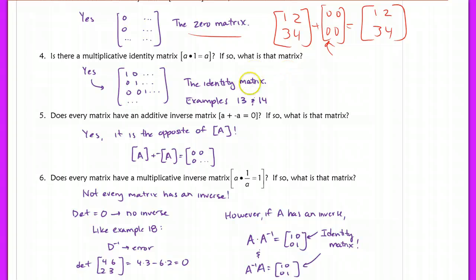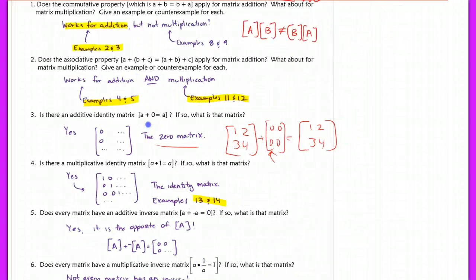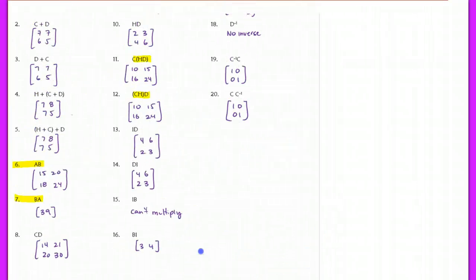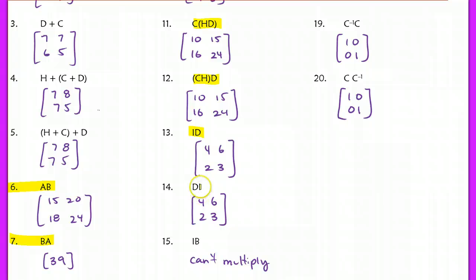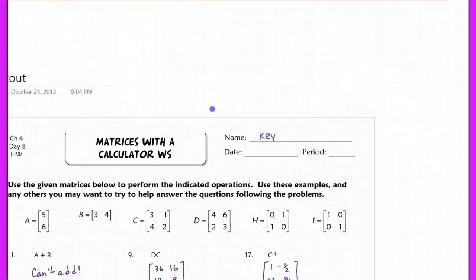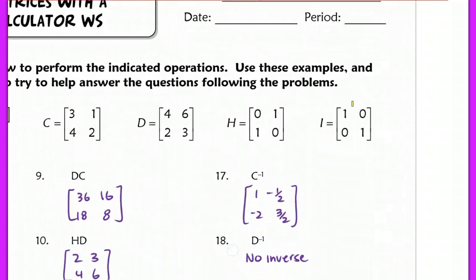And if so, what is that matrix? Now, it's actually shown in problems 13 and 14. If you look at these two problems here, when we multiplied I times D and D times I, we got the exact same matrix. And we were multiplying it by this matrix here, 1, 0, 0, 1, multiplied by D. And it didn't matter the order here, we got the exact same matrix. This is called the identity matrix.